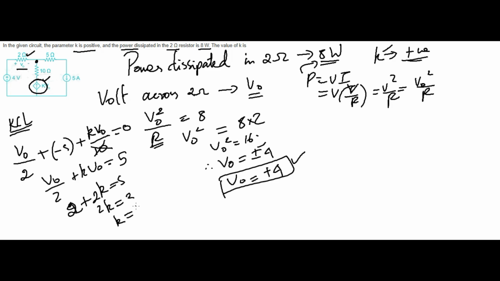So 4K is equal to 5 minus 2, which is 3. K is equal to 3 divided by 4, that is equal to 0.75 units. So the answer for K is 0.75 units.